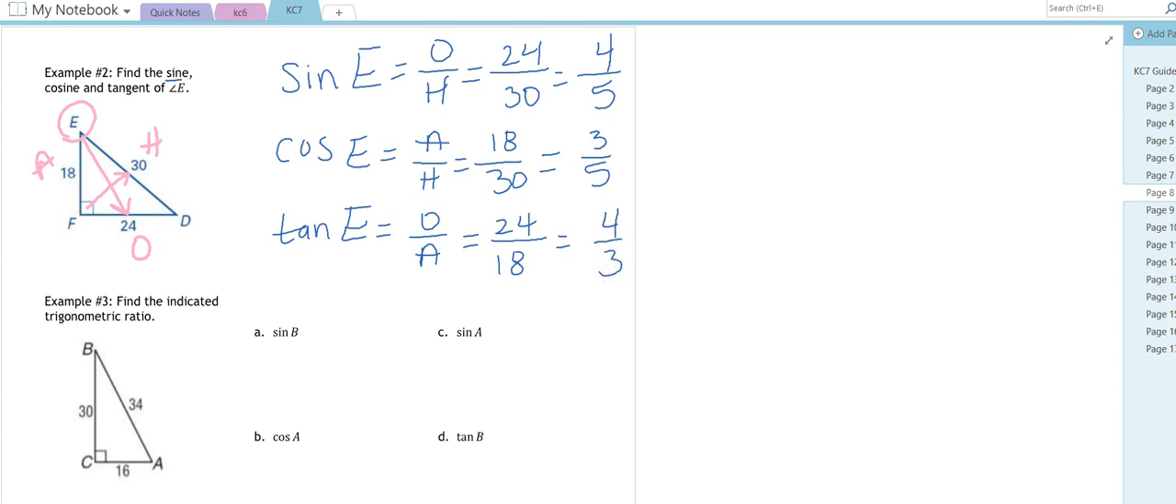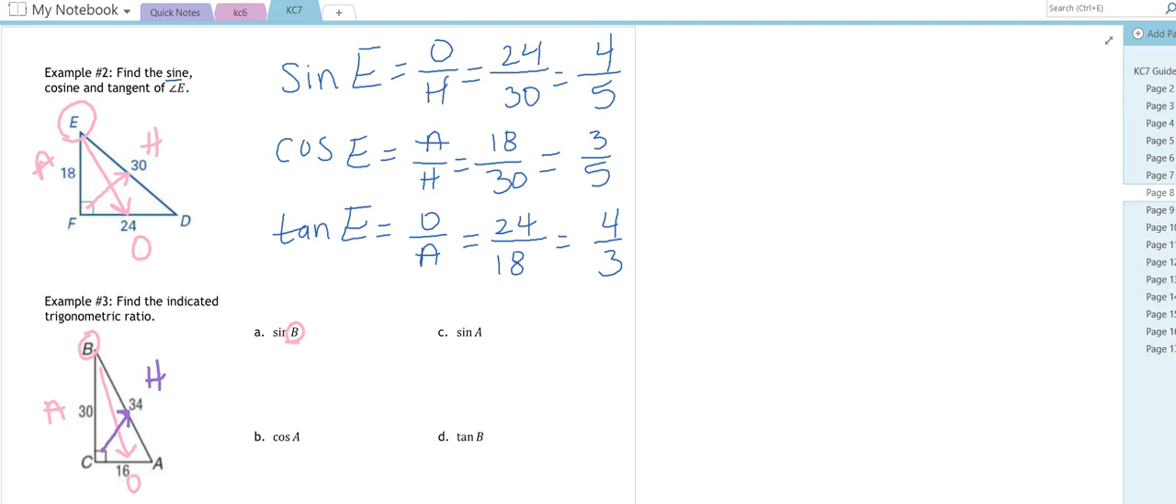All right. Last example here is example number 3. I'm going to start off with my first given angle, which is angle B. Looking at angle B, this is my opposite side. And my hypotenuse doesn't change. I'm going to make it in a different color, because if I have two different given angles, this is always going to be my hypotenuse. And then my adjacent side from angle B is 30.